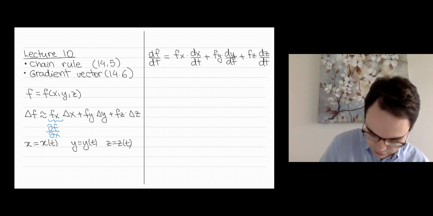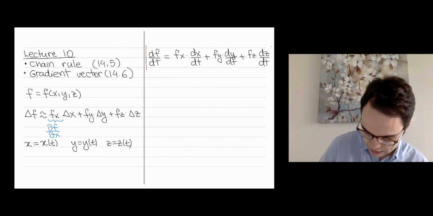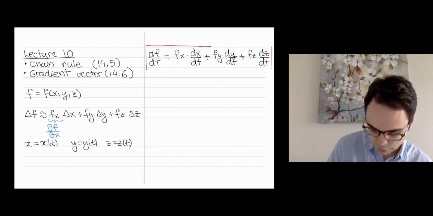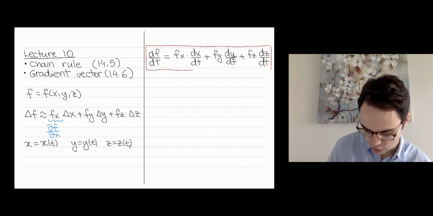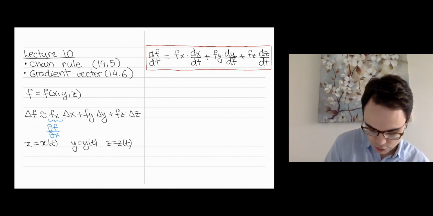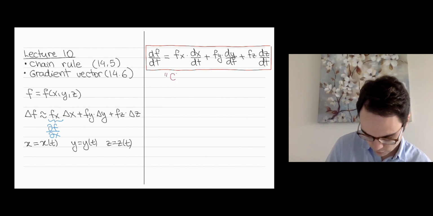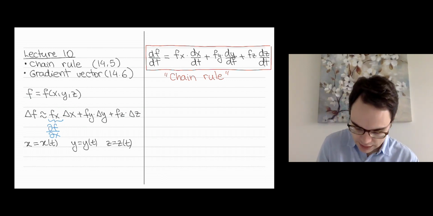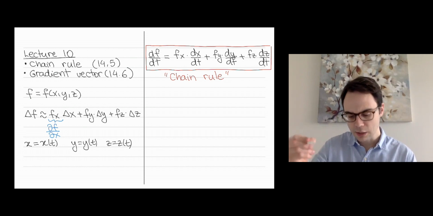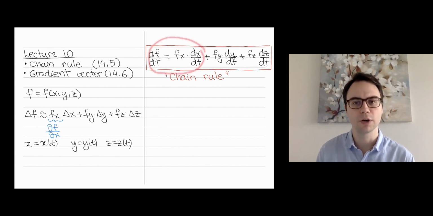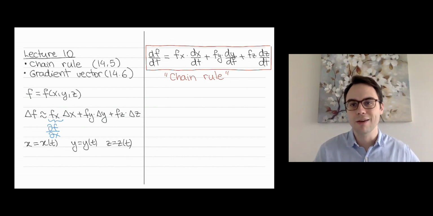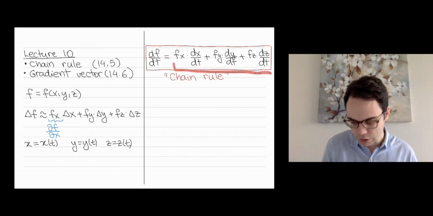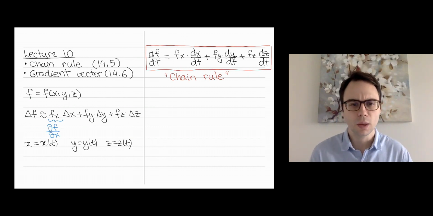This expression for the derivative of f with respect to t, in terms of the derivatives of f with respect to x, y, and z, and the derivatives of x, y, and z in terms of t, is called the chain rule. It has as a special case the single variable situation. This is saying df dt is df dx times dx dt. That's the usual chain rule from single variable calculus. So what I'm really saying here is that if you have more variables, you just add a contribution for each variable.